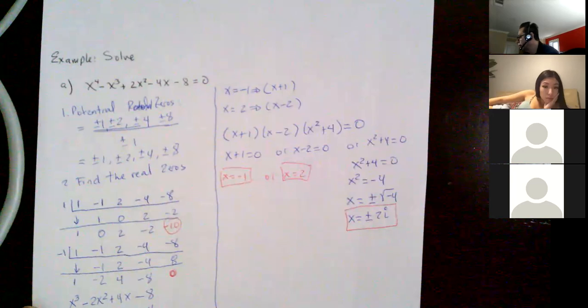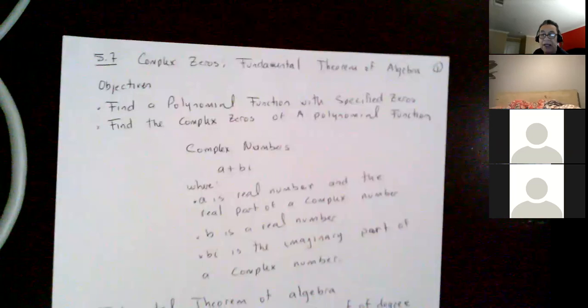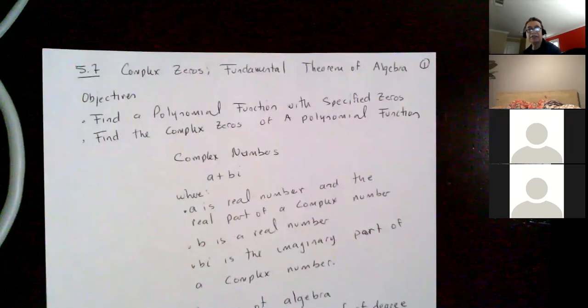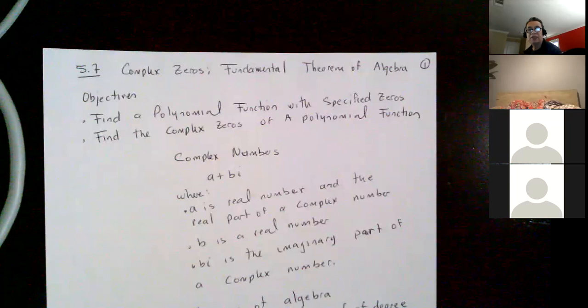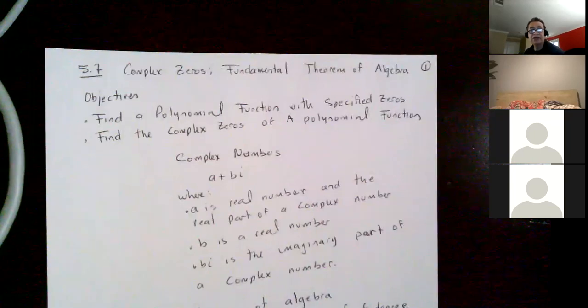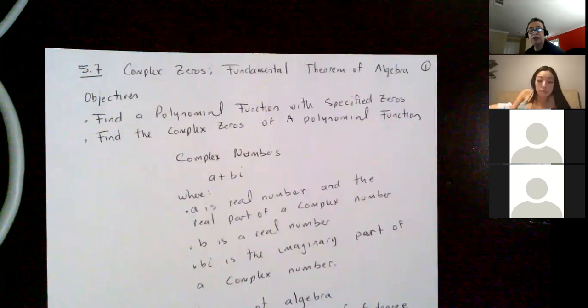Ready? Any questions, you guys? All right. So let's move on. We're done with 5.6. Let's start 5.7 and let's see how far we go in 5.7. All right. 5.7 is a continuation from 5.6. And notice it says complex zeros, fundamental theorem of algebra. The objectives: find a polynomial function with the specified zeros. Find the complex zeros of a polynomial function.